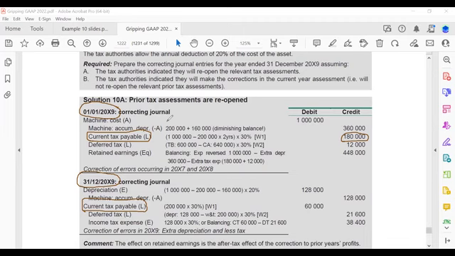There's one other difference if you compare the solution for 10A and 10B. What is the other difference in 10A and 10B? This is the other difference. The deferred tax amount is different. In 10A, the amount is 12,000, and we know how to calculate 12,000. But in 10B, the amount is 192,000. Okay, so why does that happen?